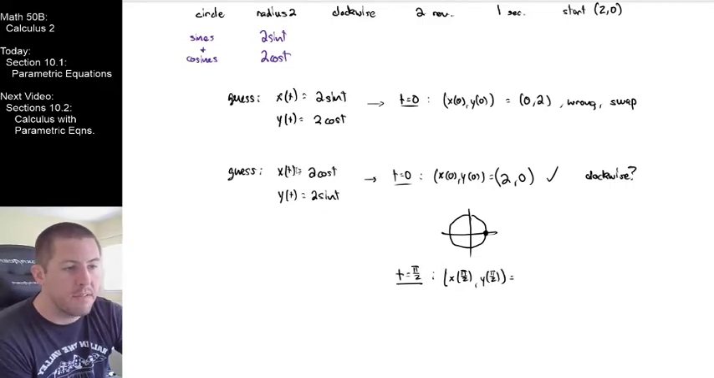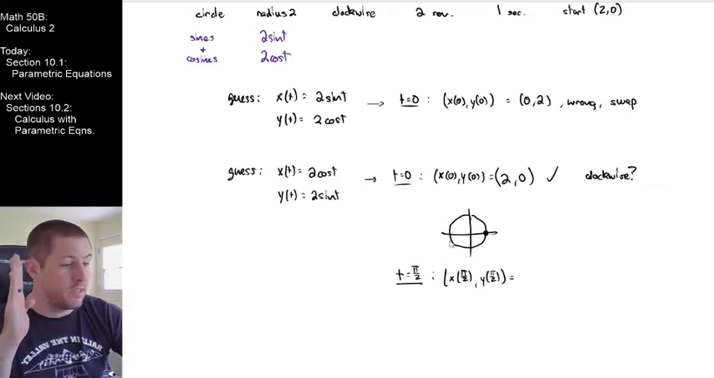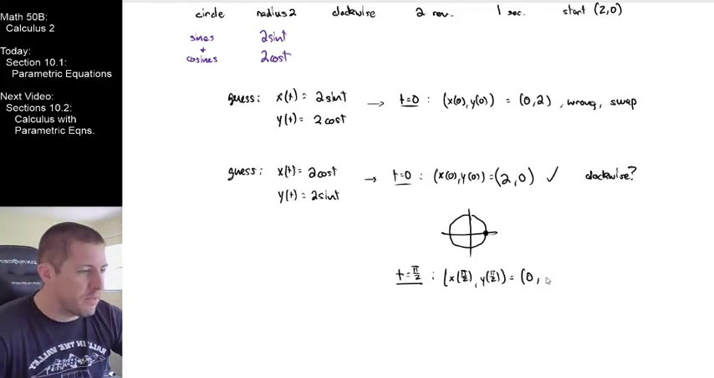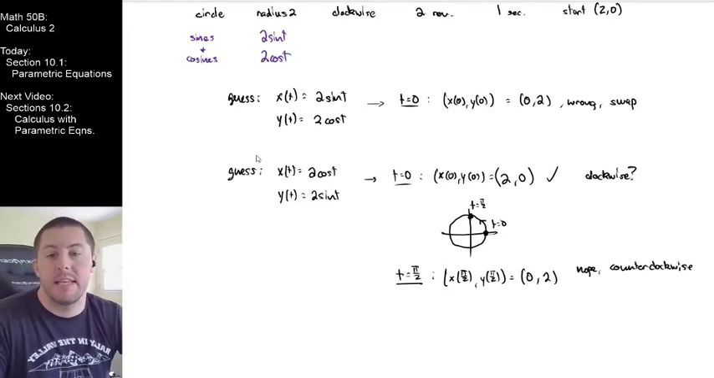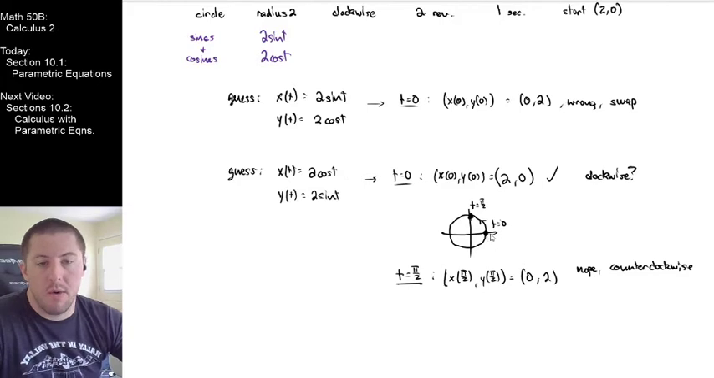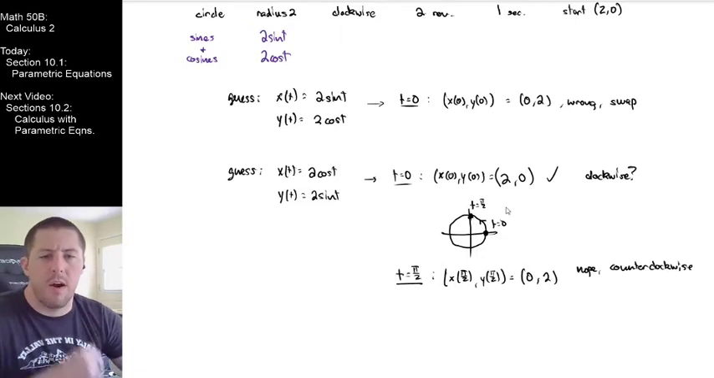So plug in pi halves for x. Cosine at pi halves is 0. Sine at pi halves is 1, times 2 is going to give me 2. So it seems to me like this is my t equals 0. This is my t equals pi halves. So it seems like we're traveling in the counterclockwise direction. So we are not quite right with this guess either, because this is going counterclockwise. I tested 2 points, saw that our direction of rotation was counterclockwise, and so we're going the wrong direction here.